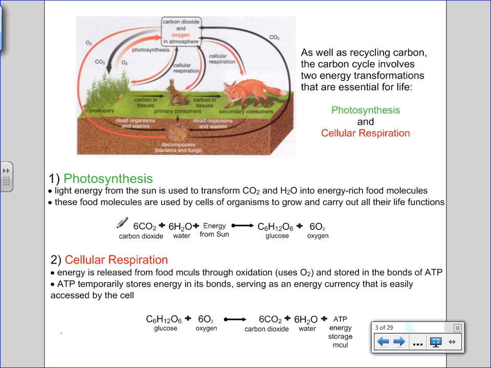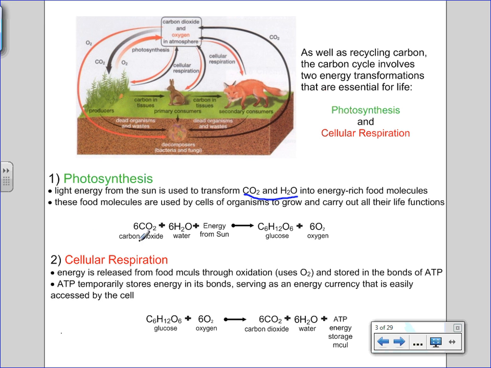In photosynthesis, light energy from the sun is used to transform carbon dioxide and water into energy-rich food molecules. So that's why they take in the carbon dioxide that we breathe out and why we need to water them. So they take in the water from their roots and the carbon dioxide through what they call stomata, the little breathing holes on their leaves, and they're able to convert them into food molecules.